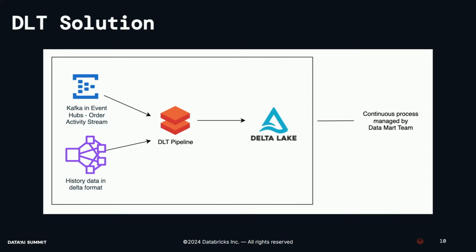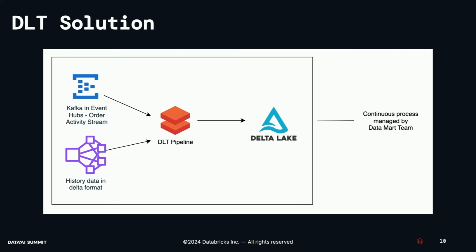So right off the bat in our DLT architecture, you'll notice that there is only one process, so we were able to condense this down to be managed fully by our team. In DLT, we're able to read directly from Kafka and Event Hubs to get that order activity stream directly through DLT, processed, and then output into our final Delta Lake tables.